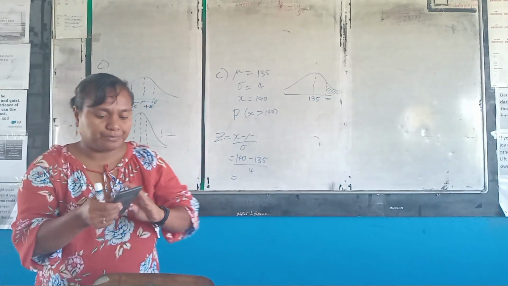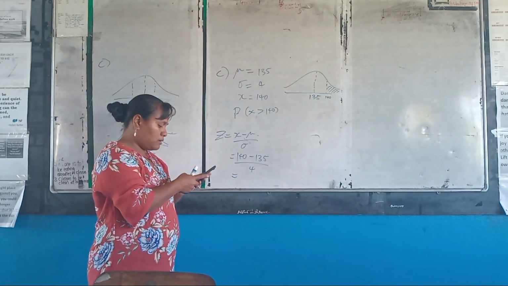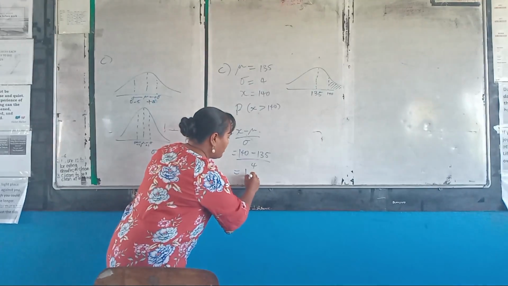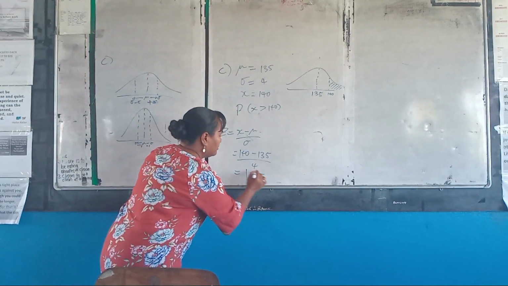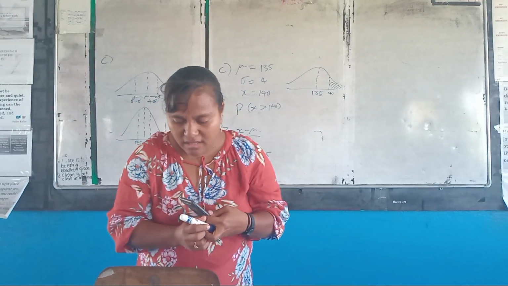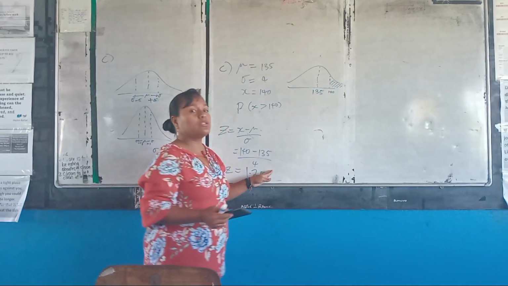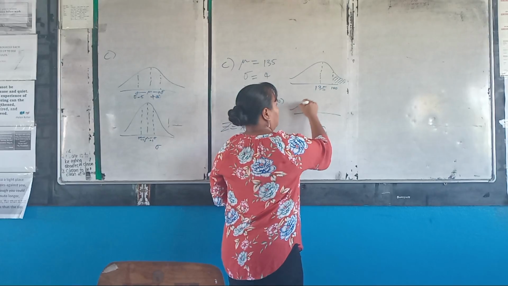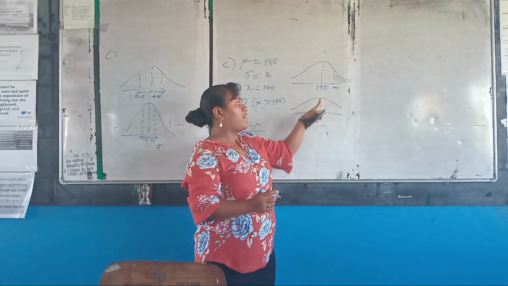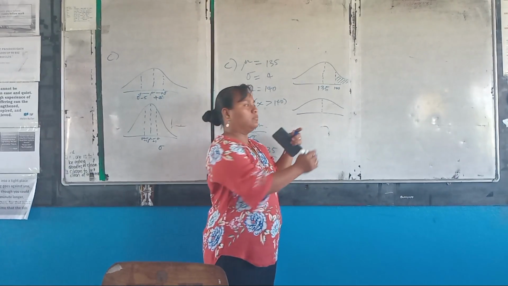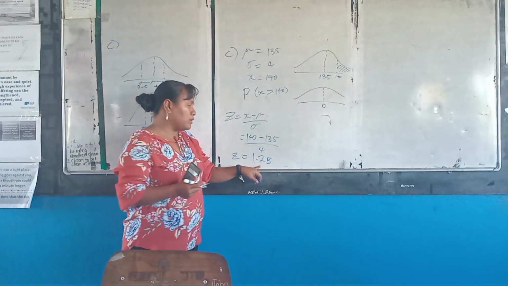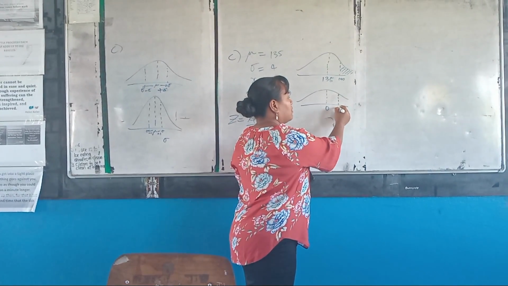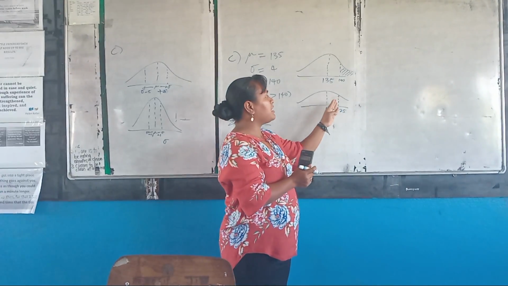1.5, are you sure? Okay, 140 minus 135 divided by 4 is 1.25. This is the standard normal curve. So you're going to draw this under the normal distribution curve. This is 135. This one will be 0. So 1.25 is on the left or on the right? Right. Why? Because it's greater than 0.